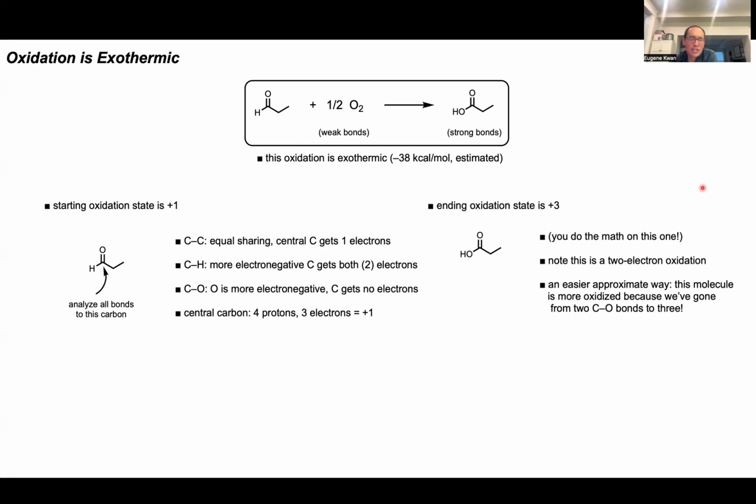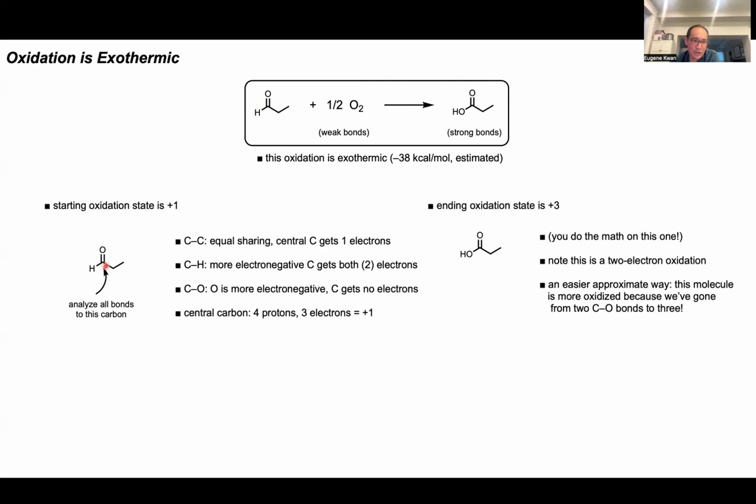So how can we tell if a carbon is being oxidized? Okay, so the quick and dirty way is really just to count the number of carbon-oxygen bonds. You can see here that in the aldehyde, you've got two carbon-oxygen bonds, and then in the acid, you have three carbon-oxygen bonds. So in that very crude sense, we've increased the number of bonds. That's an oxidation.